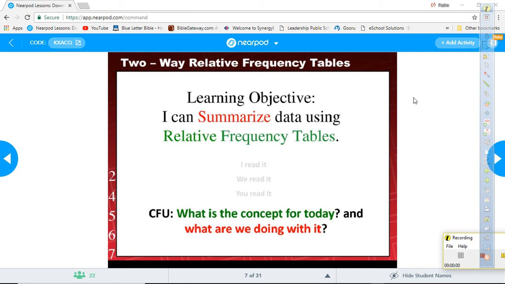Please, Alexander. Relative frequency tables. On three, one, two, three.